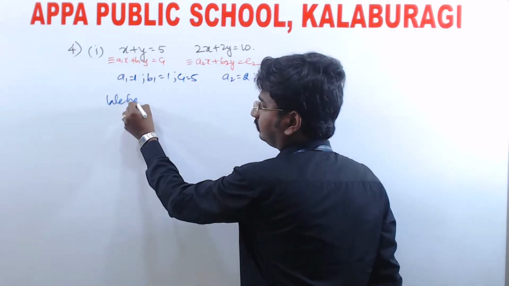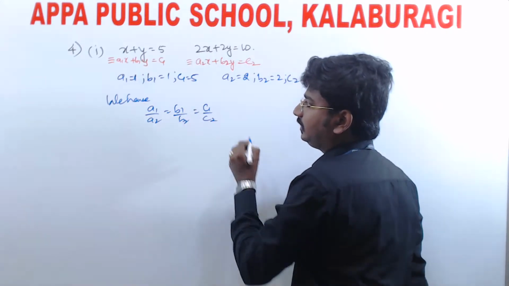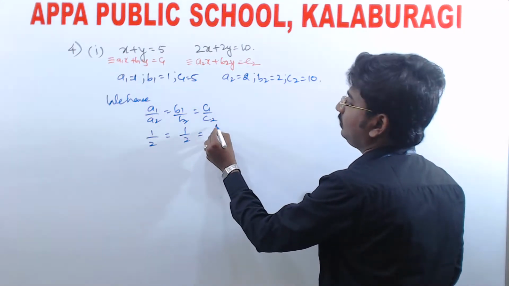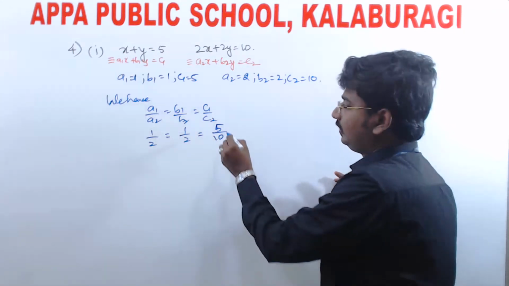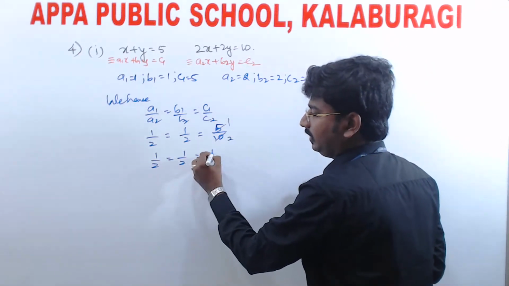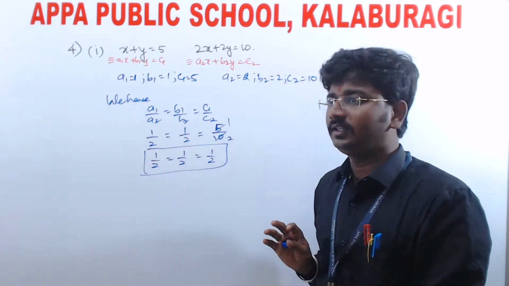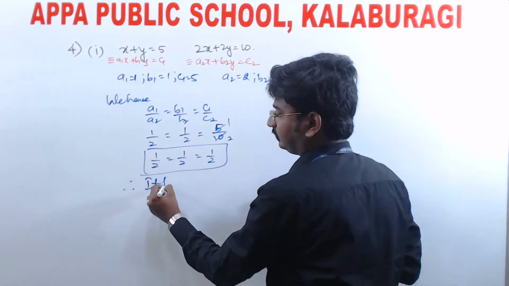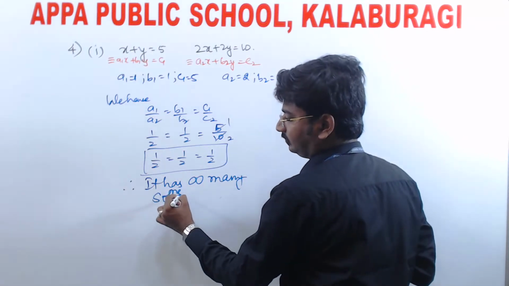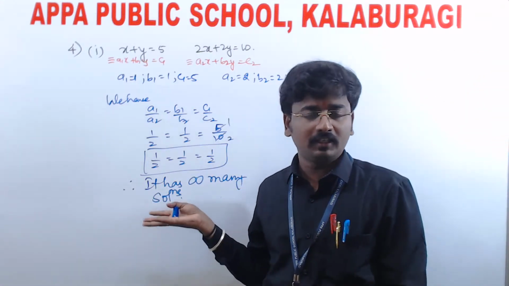Now let me check with the condition. We have a1 by a2 equal to b1 by b2 equal to c1 by c2. Substitute the values: 1 by 2 equal to 1 by 2 equal to 5 by 10. 5 ones are 5, 5 twos are 10. So 1 by 2 is equal to 1 by 2 equal to 1 by 2. So all the ratios are equal to each other. Therefore, it has infinitely many solutions, so the system is consistent and dependent.